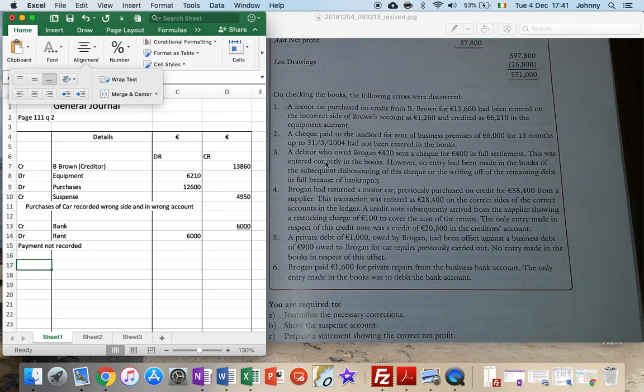So debtor owed Brogan 420, sent a check, 400 full settlement, correctly entered in the books. No entry made of the dishonouring of the check and the writing off the debt because of bankruptcy. So I'm cancelling the fact that I received a check. So when I received a check, that would have gone into bank, and I would have put that in as a debit of 400 for the check. So when that bounces, I'll have to have a credit for 400.